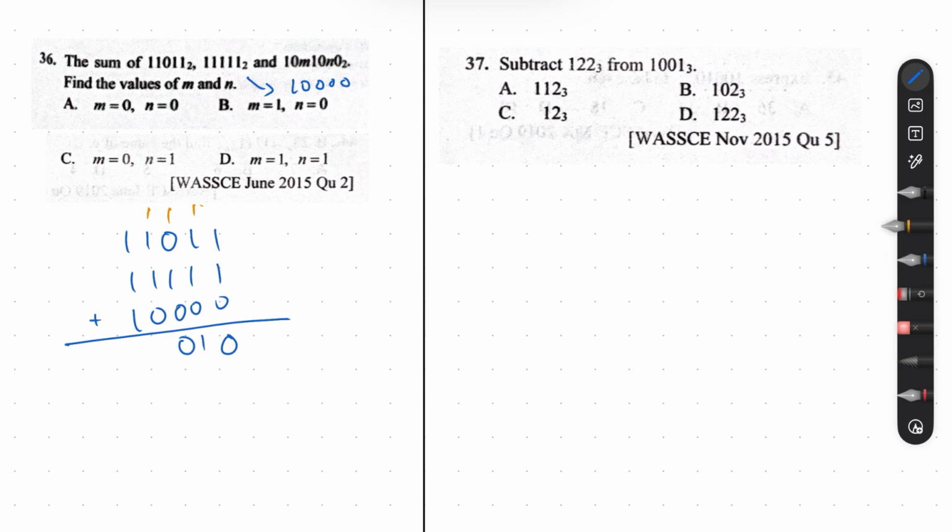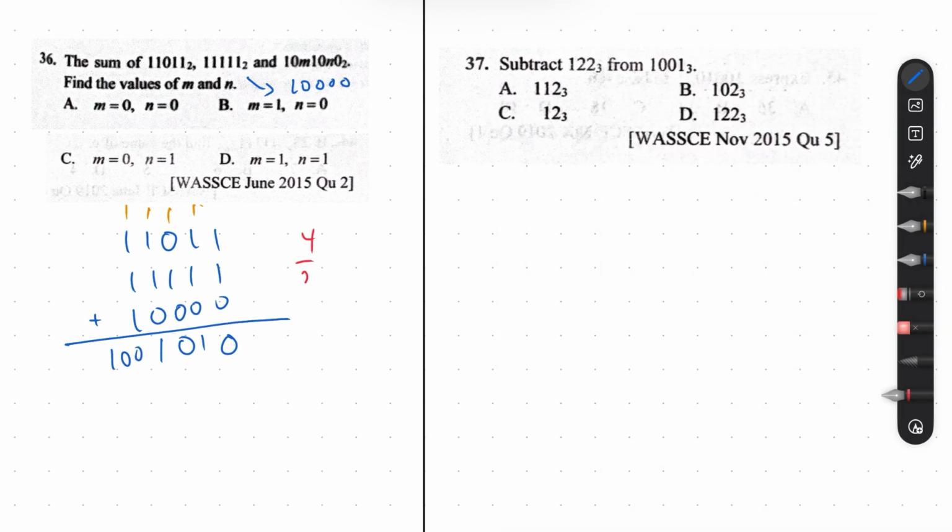Okay, again 1 plus 1 plus 1 is 3 in base 2 is what? 11. So 1 will come here, and then the other one will come on top here. Okay, so 1 plus 1 plus 1 plus 1 is what? 4. 4 in base 2 is what? 100. Okay, so we have 100. How do you get 4 in base 2 to be 100? Let me do it so you see it.